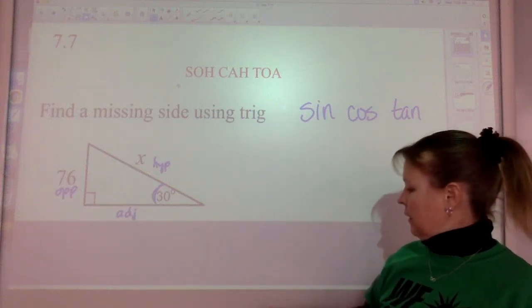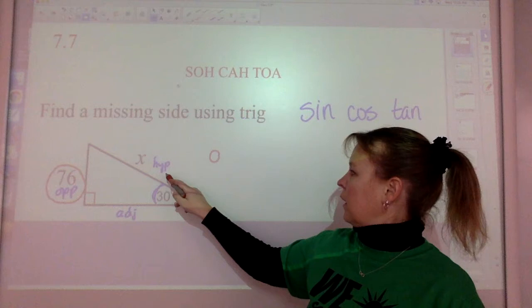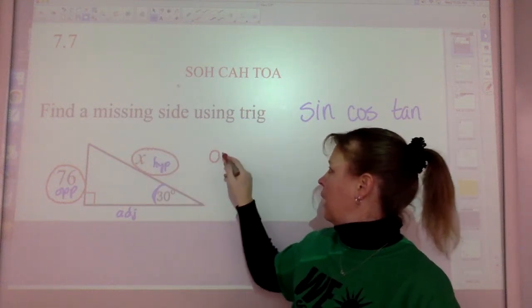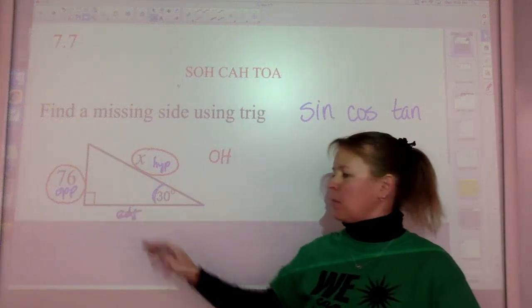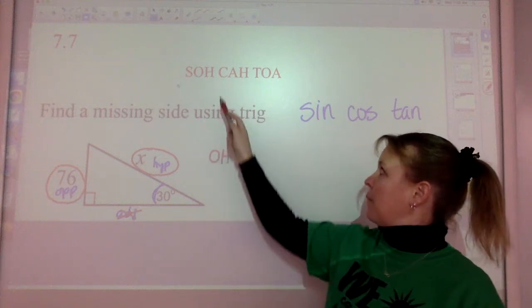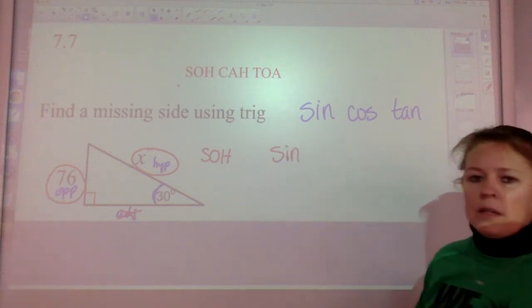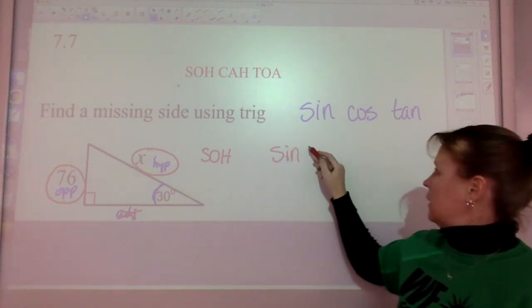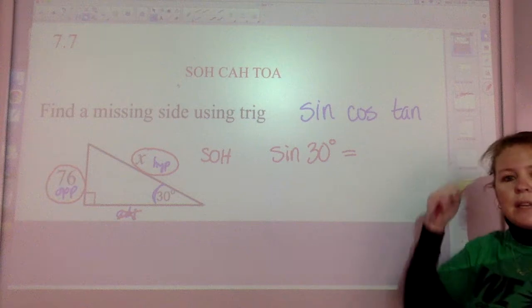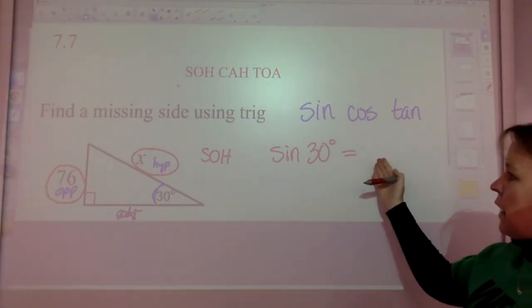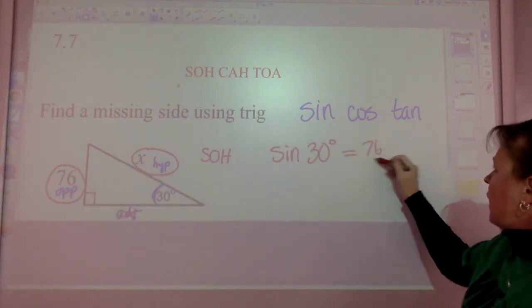So when you see that you have 76 over here on the opposite side, and you are looking for the hypotenuse, nothing matters about the adjacent. What uses opposite and hypotenuse? The sine uses opposite and hypotenuse. So we're going to take the sine. We know the angle is 30 degrees. And we always make an equation, set it equal to its ratio. Sine of 30 has to be exactly the same as whatever this ratio is. What's the ratio? 76 over x.